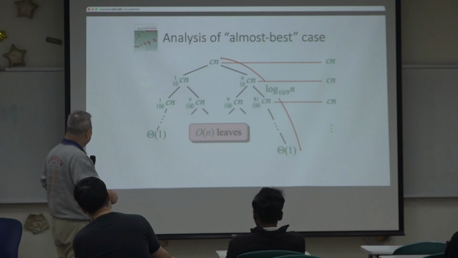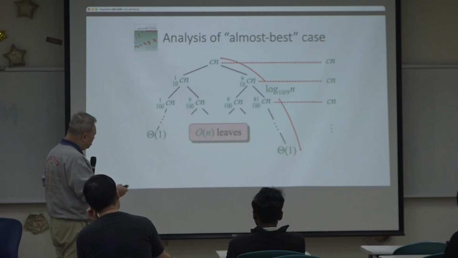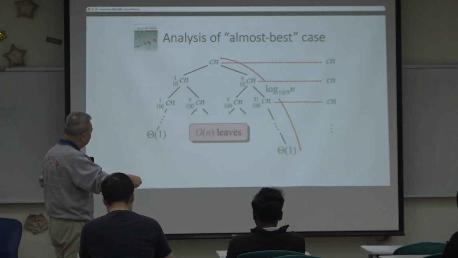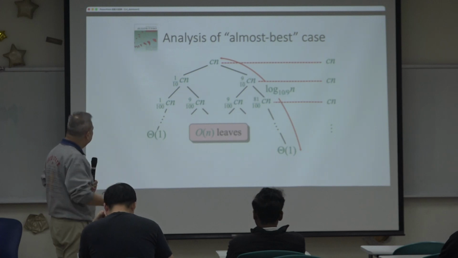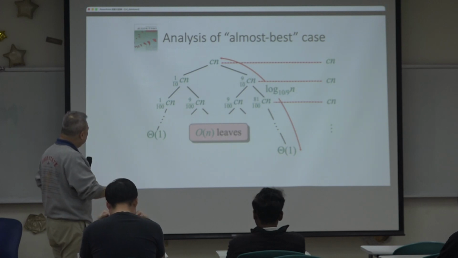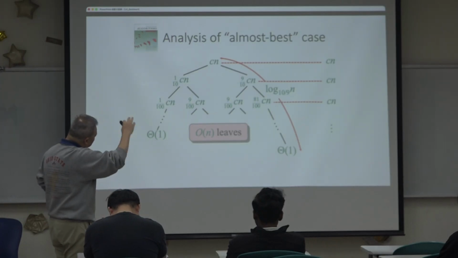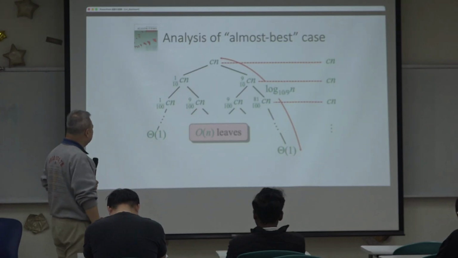Obviously, the other leaf nodes don't contribute a lot of time. The issue is each level you get Cn, so how tall is this tree? That's the important part. We know eventually the rightmost branch controls the height of the tree.